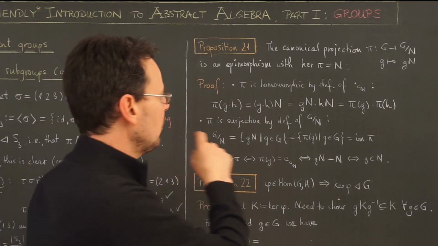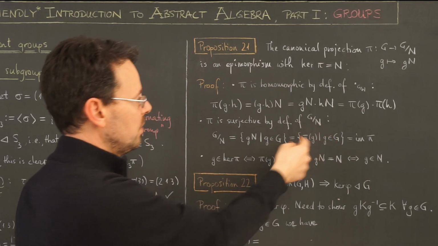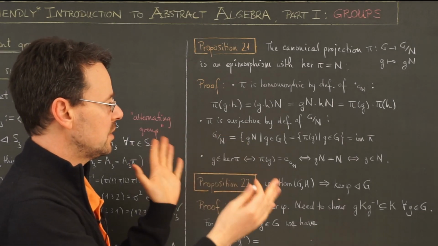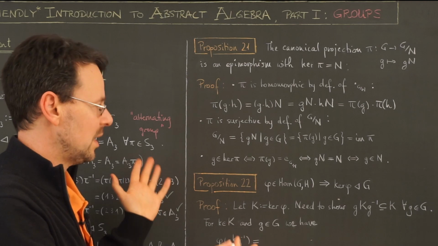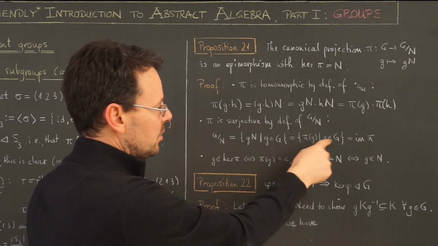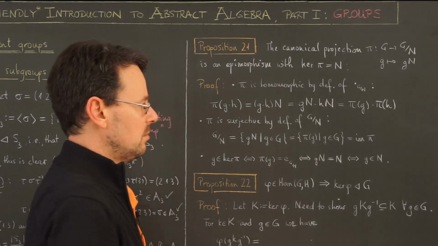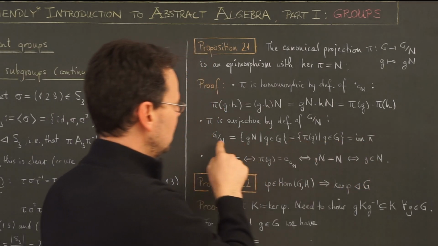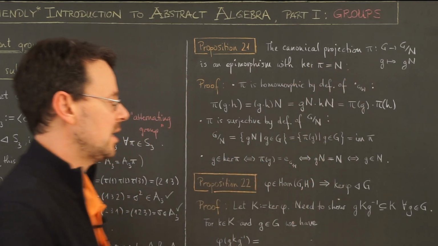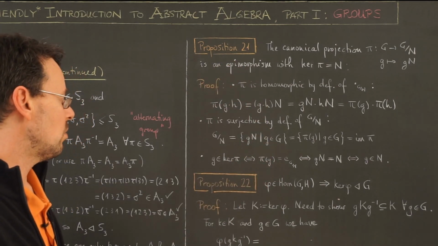So, why is pi surjective? Well, simply by definition of the factor group, because as a set, G mod N is simply the set consisting of all the different left cosets gN, but these are exactly pi of g, where g runs through the whole group, and this by definition is the image of pi. So we see that the image of pi is indeed the whole group G mod N, which exactly means that pi is surjective, or an epimorphism, since we already know that it is a homomorphism.